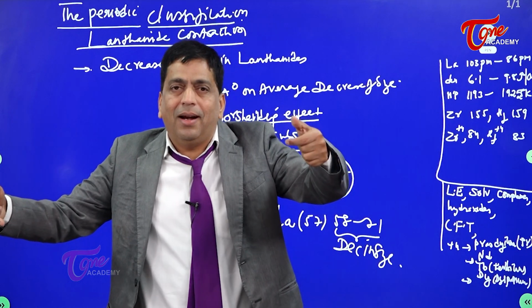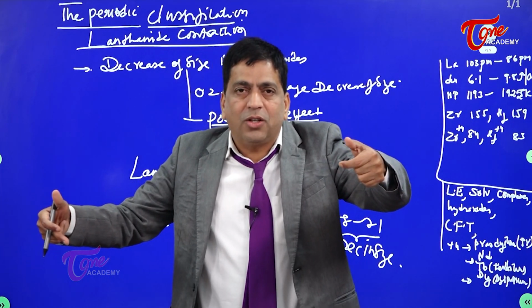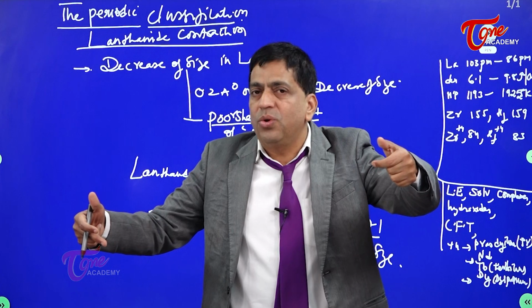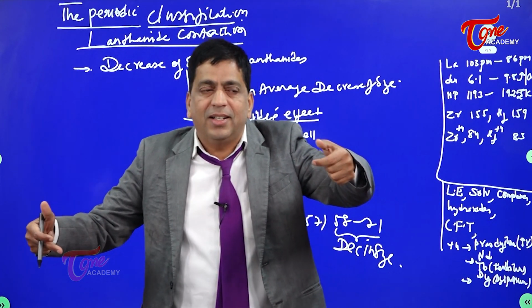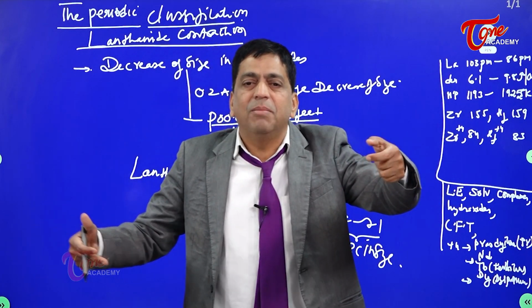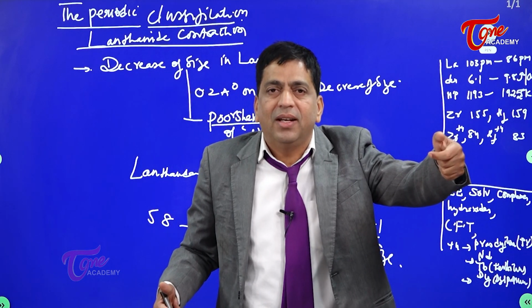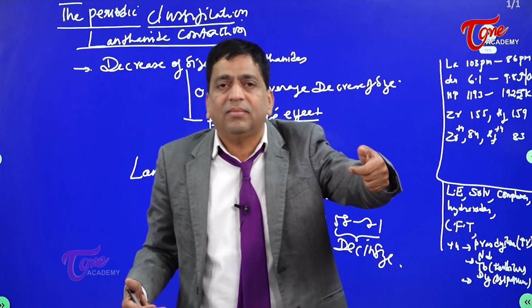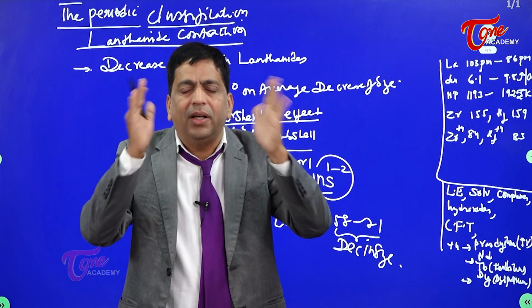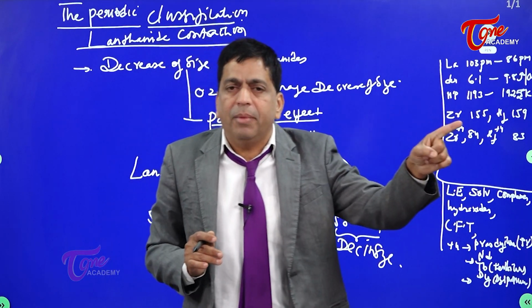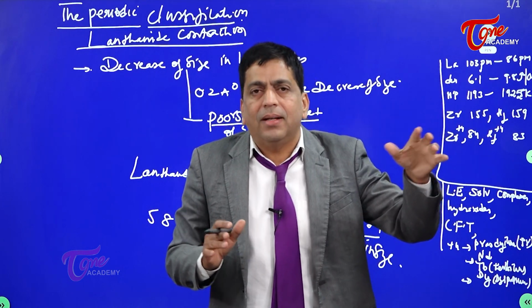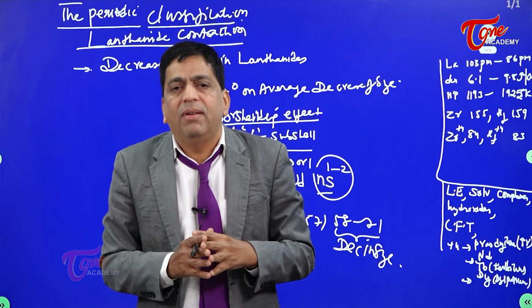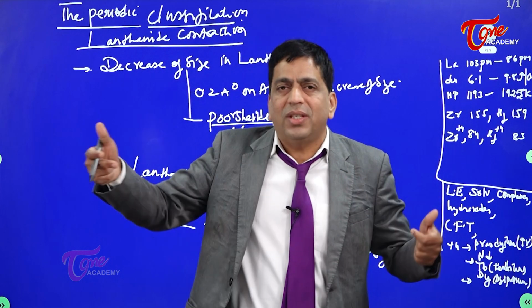But remember that in lanthanum, the electron won't enter F. It still remains to be D. So lanthanum is basically a D block element. It remains in the 6th period and the D block. You must understand, lanthanum is a D block element. But the lanthanides family will include 57 to 71.